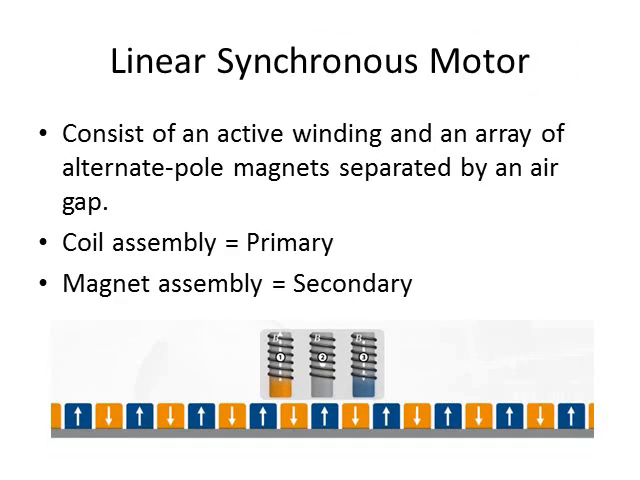Now let's talk about the linear synchronous motor, which comes under the low acceleration motors. This consists of an active winding and an array of alternate pole magnets which are separated by an air gap. The magnets may be electromagnets, permanent magnets, or even superconducting magnets. The coil assembly is generally called the primary part, and the magnet assembly is called the secondary part. You can see a representation on the image at the bottom of the slide.